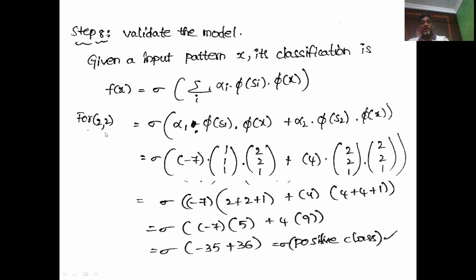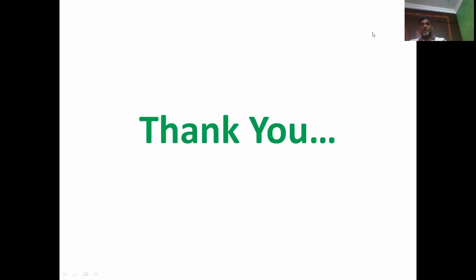You need to take the original input patterns, not the feature space. You pick any input pattern from the original input space and check whether your model is performing well or not with the help of these formulas. The only thing you need to remember is, in place of this 2 2 1, you substitute the input pattern you select for validation purpose. So our model is performing well. That's all about the design of nonlinear SVM.